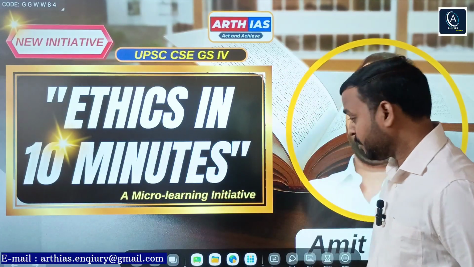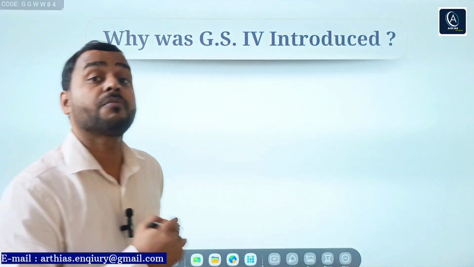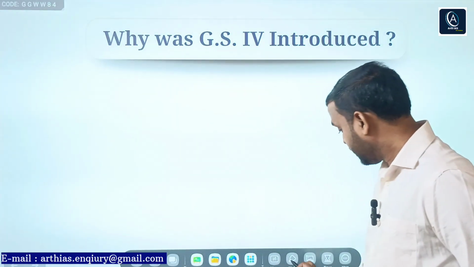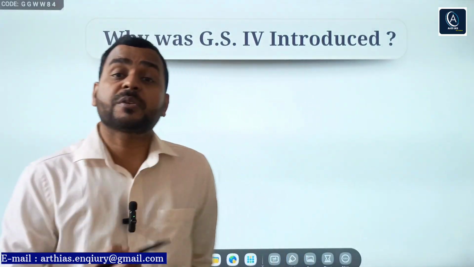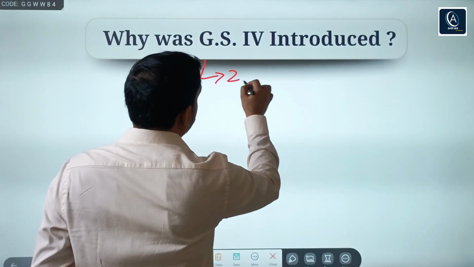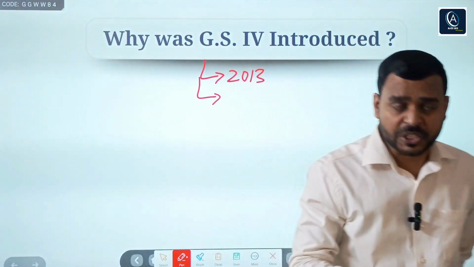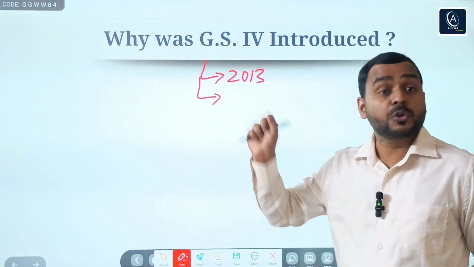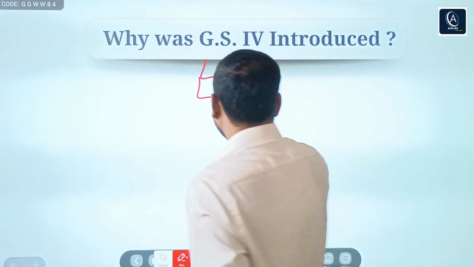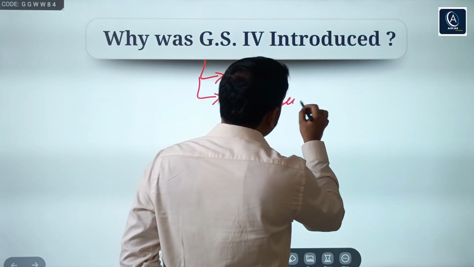Now let's see the main topic. So first, why was GS paper 4 introduced? What was the aim or objective behind the launch of this paper? As you know, this paper was launched in 2013. Before 2013, there was no such paper. Second, the Administrative Reforms Commission had suggested introducing this paper in the syllabus of the UPSC Civil Services Examination. So it was also a suggestion of the Administrative Reforms Commission.